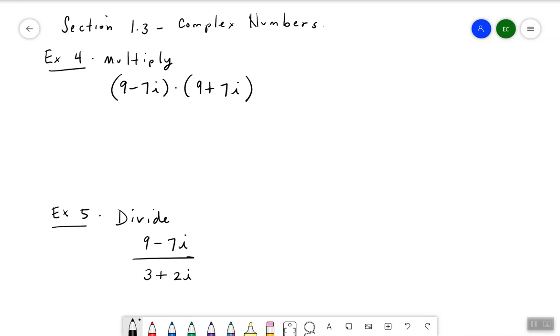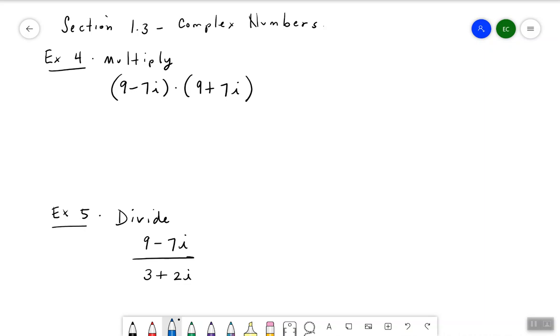Let's continue in section 1.3. I have one more example where we want to multiply two complex numbers. You might pause the video and try to do the problem for yourself, or we'll go together right now. So 9 minus 7i times 9 plus 7i.